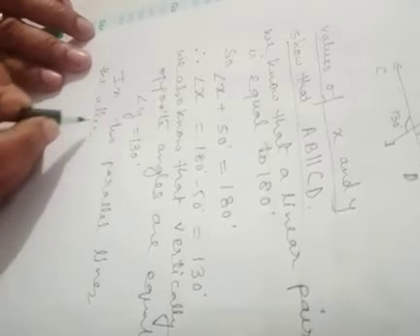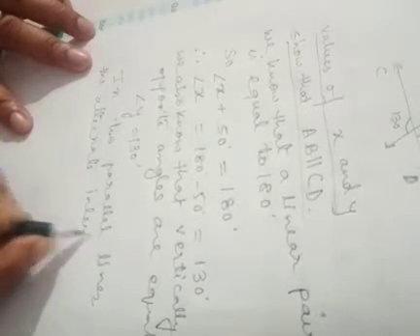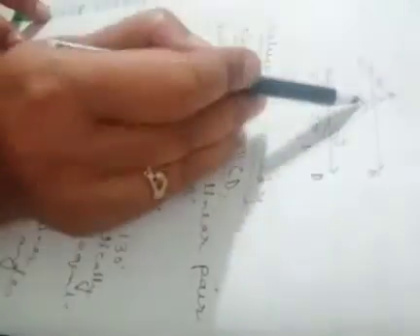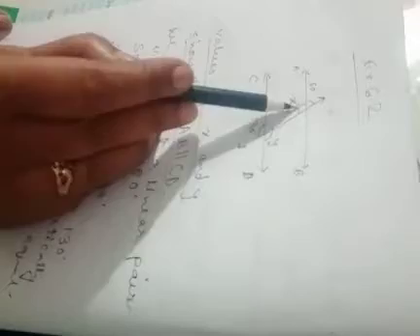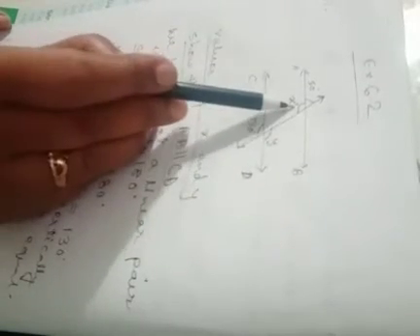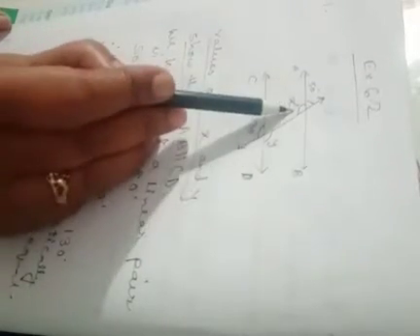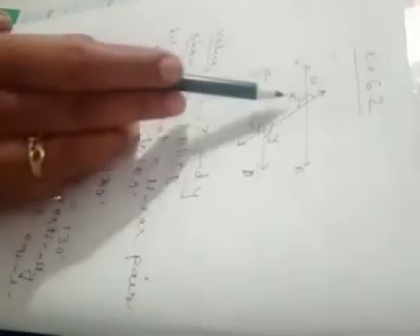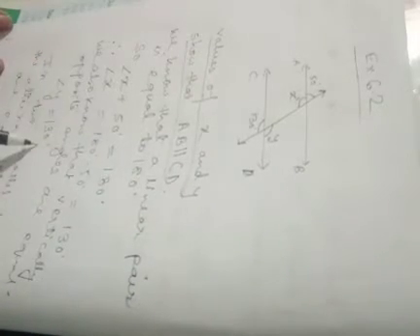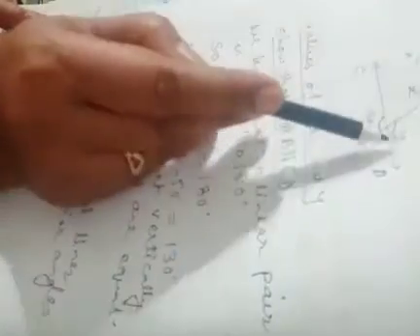In two parallel lines, write down, in two parallel lines, the alternate interior angles are equal. Now you see X and Y are alternate interior angles. Angle X and angle Y are alternate interior angles and their values are the same. Here you see X is equal to 130 degrees and Y is equal to 130 degrees. That means they are alternate interior angles.